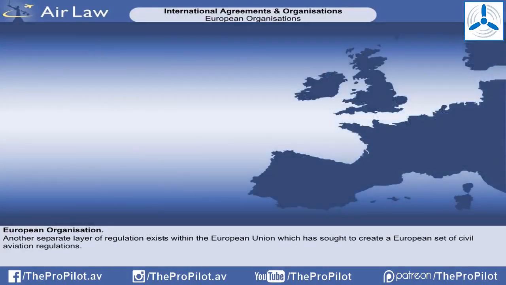Although most regulation has been defined and adopted by all states throughout ICAO, some states within their own regions have created separate additional layers of regulation, an example of which is the European Union, the EU. This lesson will therefore briefly mention the regulations and the governing bodies within Europe.